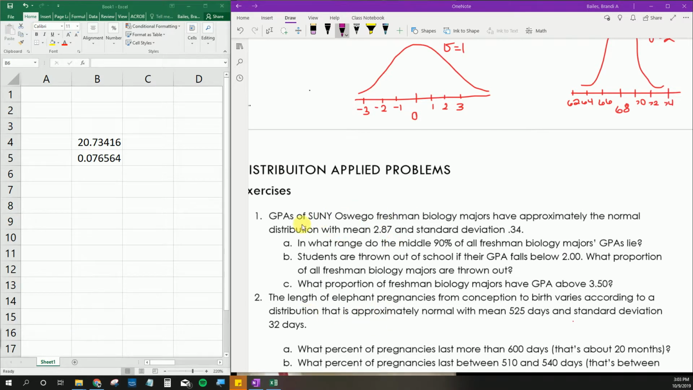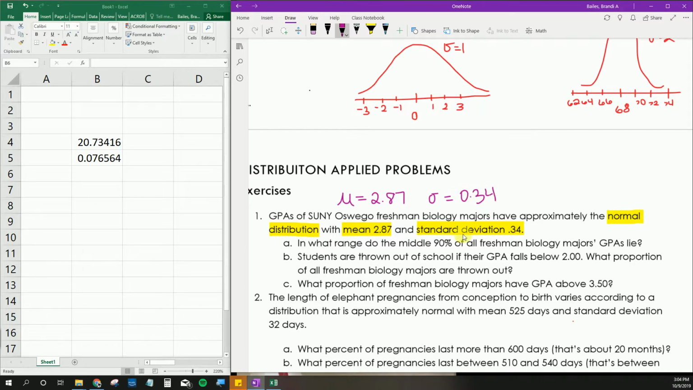Okay, so this is our worksheet, and we're going to go through this first problem that deals with the normal probability distribution. This one says GPAs of Sunny Oswego freshman biology majors have approximately the normal distribution. I'll highlight that part because on the exam I'm trying to figure out what kind of problem I'm doing. It also told me the mean is 2.87 and the standard deviation is 0.34. I'm going to highlight them and write them down because I need them.